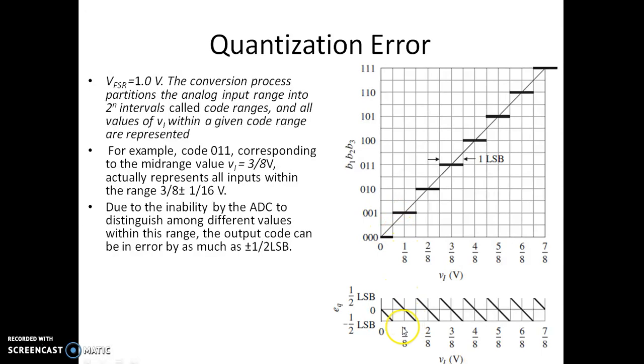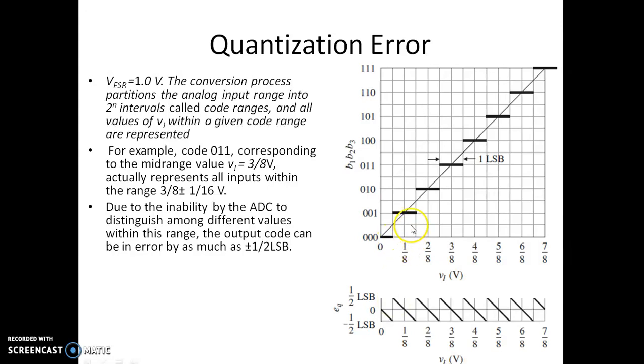So for 1 by 8 representation, for 1 by 8 input voltage, if the representation is 0, 0, 1, then there is no error. For an input voltage which is less than 1 by 8, if you are representing it by 0, 0, 1, then there is an error. What is the maximum error you will be making? The maximum error of half LSB will be made if the input voltage is 1 by 16th of this value.